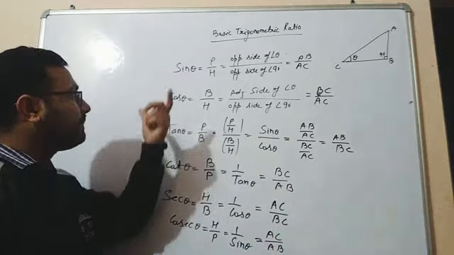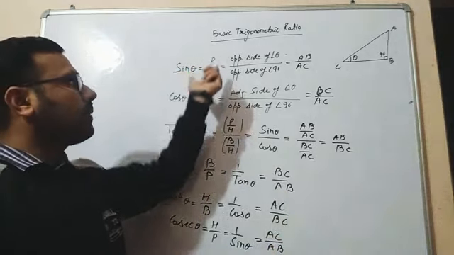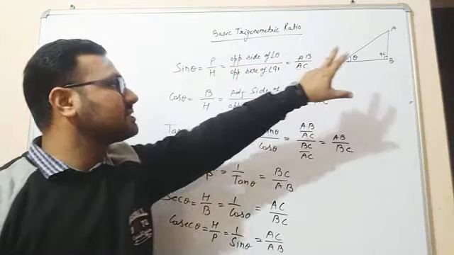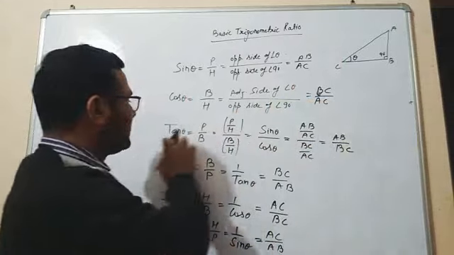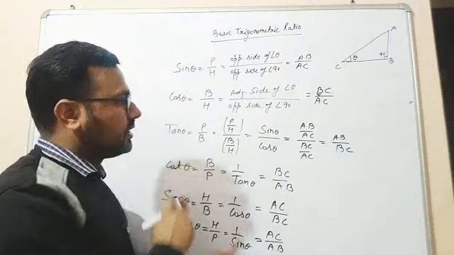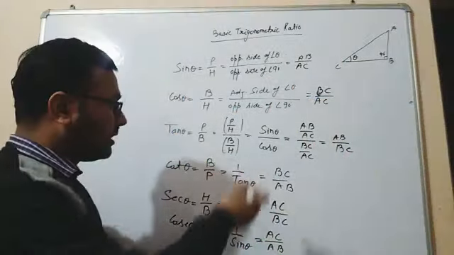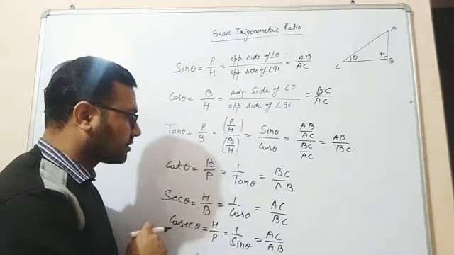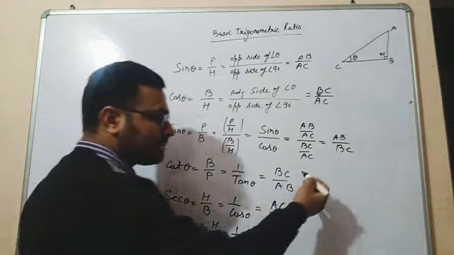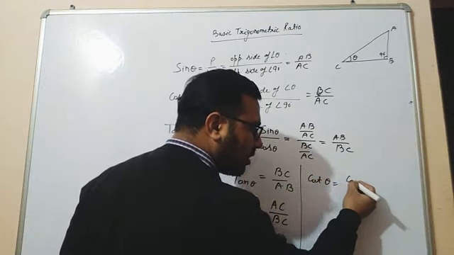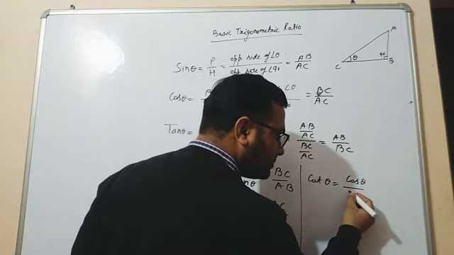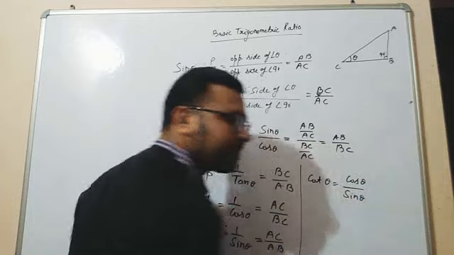So sin theta is perpendicular upon hypotenuse, that is AB upon AC in this triangle, and cos theta is base upon hypotenuse, that is BC upon AC. Tan theta is perpendicular upon base, that is AB upon BC, and the ratio of sin theta upon cos theta. If we take cot theta in terms of sin and cos, cot theta can be written as cos theta upon sin theta, right?